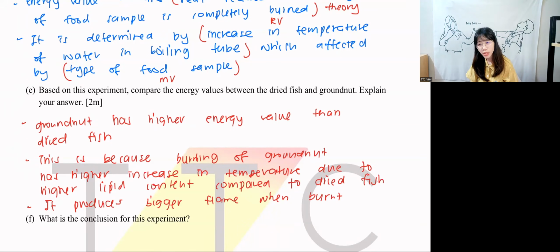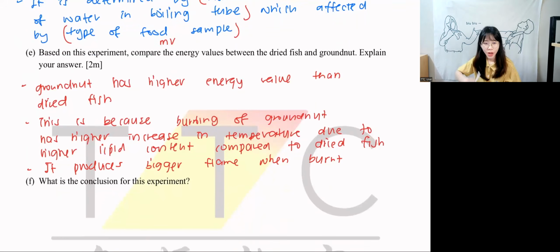Has a higher increase in temperature of water in the boiling tube. Yes, there's a higher increase in temperature in the boiling tube. It has a higher lipid content compared to dry fish, correct? What is the conclusion for this experiment? The conclusion is groundnut has the higher energy value. So your hypothesis is accepted.